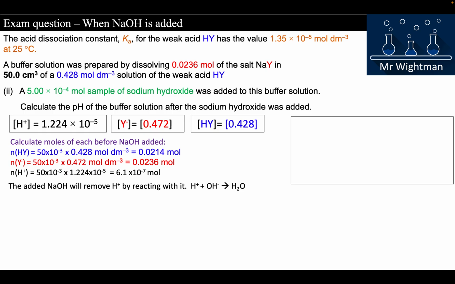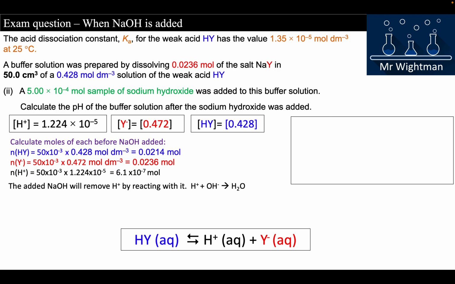The added sodium hydroxide will remove the H+ that you added by reacting with it. So H plus reacts with the alkali that is added, the sodium hydroxide, to make water. So viewing in the context of HY, this is dissociating. The moles that we have in this current equilibrium would be 0.0214 of HY, 6.12 times 10 to the minus 7 of H plus, and 0.0236 moles of Y minus. And that was what was said in the question information anyway at the start. So we've added the amount of sodium hydroxide, that was 5 times 10 to the minus 4. And so in the context of H plus, that would mean this would decrease by that value.